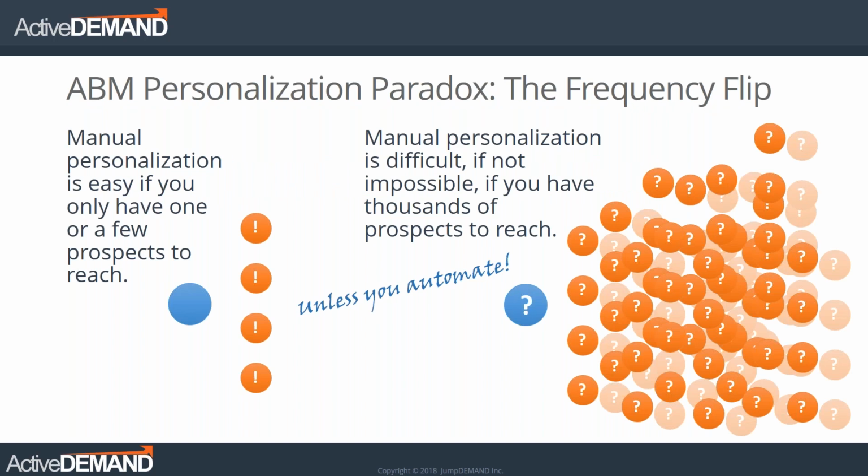How's that? Okay. So yeah, the story here is that personalization is easy if we have one or two clients, we can do it manually. But if we're trying to fish with nets as opposed to hooks, personalization manually becomes difficult, if not impossible, unless, of course, we have some means for automation.